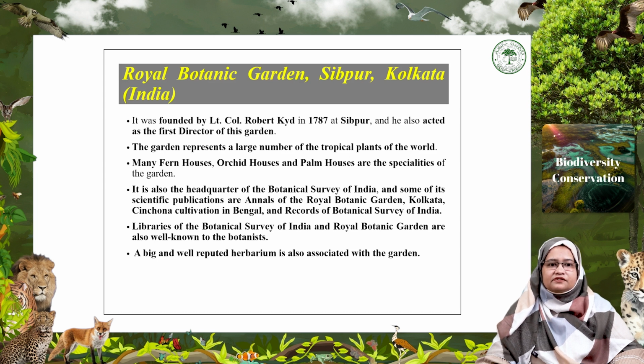And the garden represents a large number of tropical plants of the world and many fern houses, orchids, palms and specialists of the garden. It is also the headquarters of the Botanical Survey of India, and some of its scientific publications are Annals of Royal Botanical Garden, Kolkata, Cinchona Cultivation in the Bengal, and Records of Botanical Survey of India. And the libraries of Botanical Survey of India and Royal Botanical Garden are also well known among botanists. A big and well-built herbarium is also set with this particular garden.